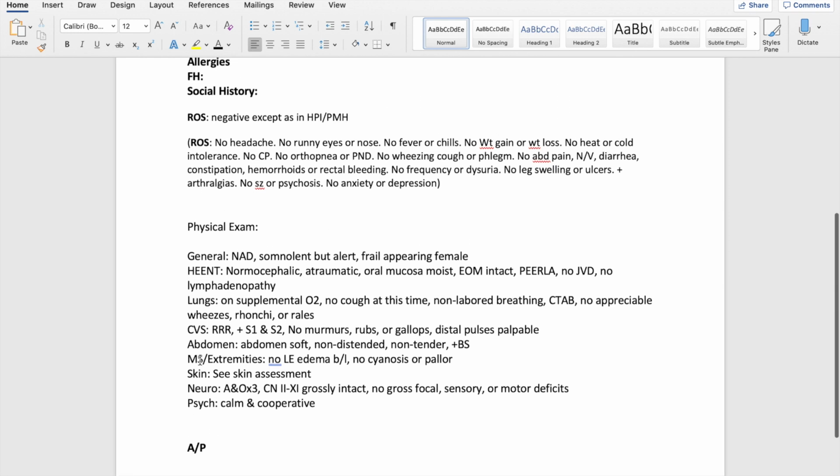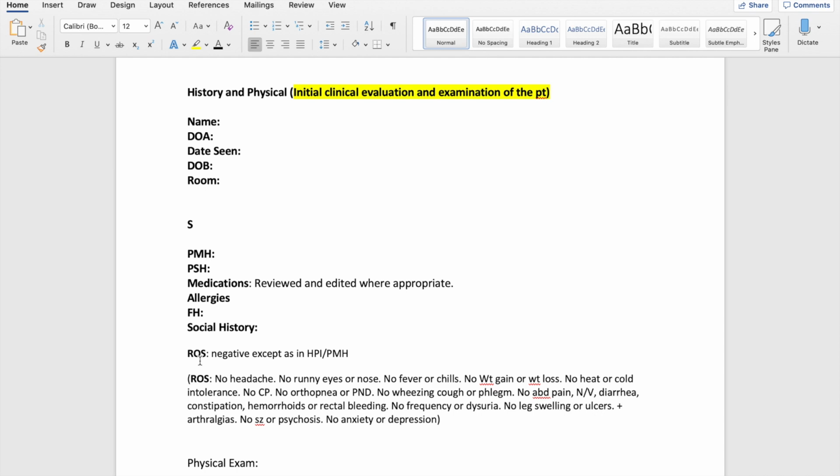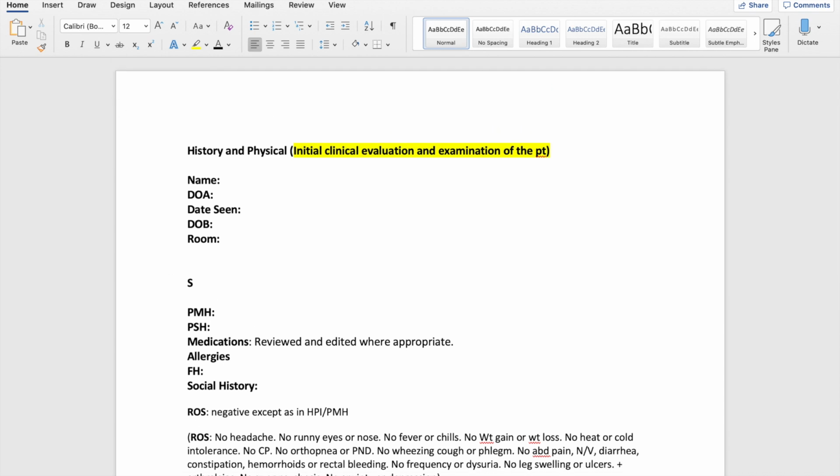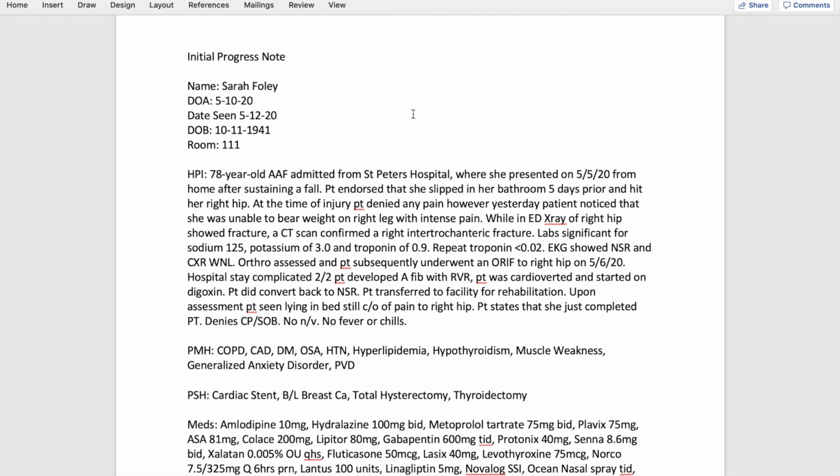Now I'm going to jump and show you guys a fully formulated initial progress note on a patient. All right, guys, so I made this entire progress note up just for demonstration purposes. As you can tell, it's titled initial progress note because technically I'm not really supposed to be writing the HMP note.